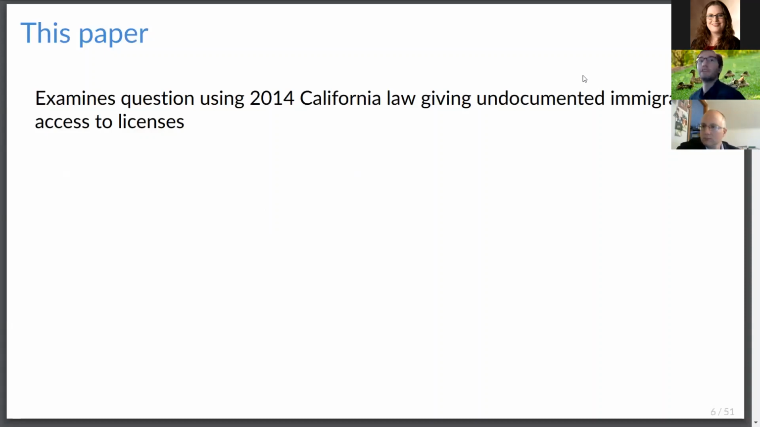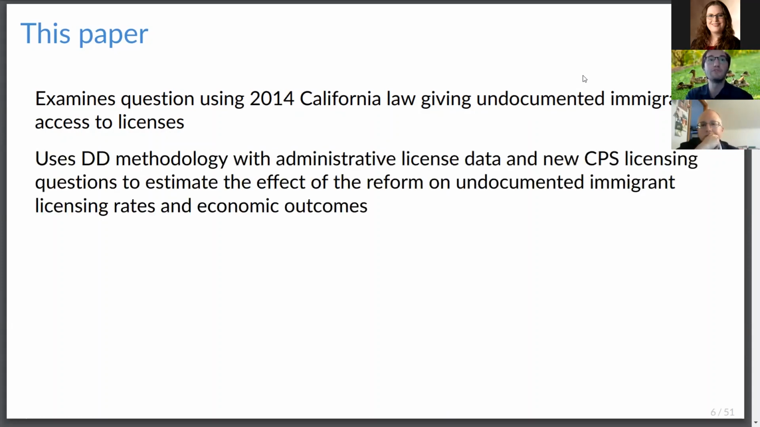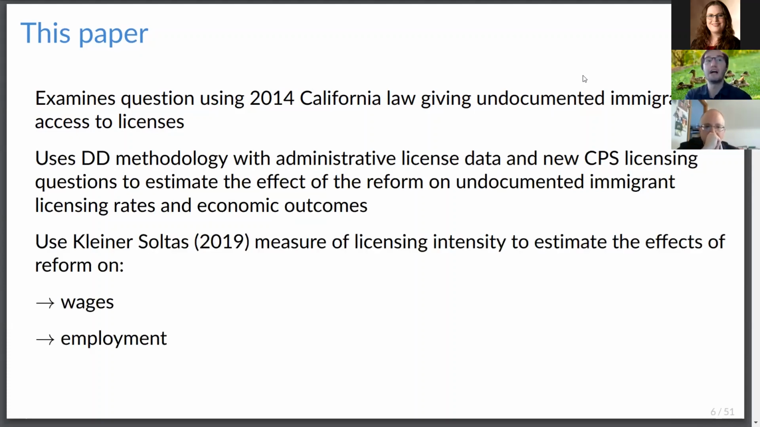In this paper, I examined this question using a 2014 California law, which gave undocumented immigrants in California explicit access to licenses. I'm going to use a difference-in-differences methodology with a couple of different data sets to estimate first the effect of this reform on undocumented immigrant licensing rates. And then I'm going to turn to economic outcomes like wages and employment in various occupations. When I do that, I'm going to use the measure of licensing intensity from the 2019 Kleiner-Saltis paper, which we've seen a lot this weekend, to estimate the effects of this reform on wages and employment.